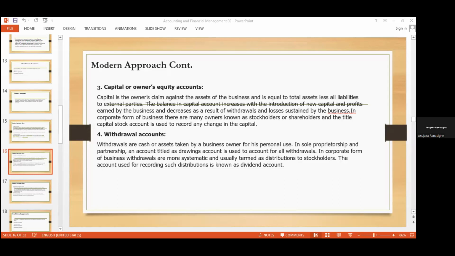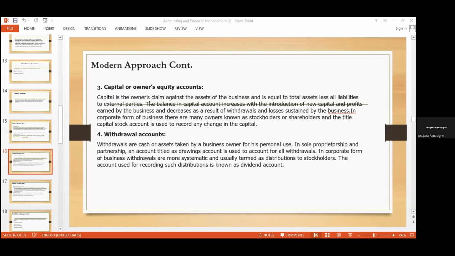Capital and owners equity accounts. Capital is the owner's claim against the assets of the business and is equal to total assets less liabilities to external parties. We will explain this clearly in the next slide. The next lesson is the accounting equation, assets equal liabilities plus capital. We will explain it clearly in the next lesson.